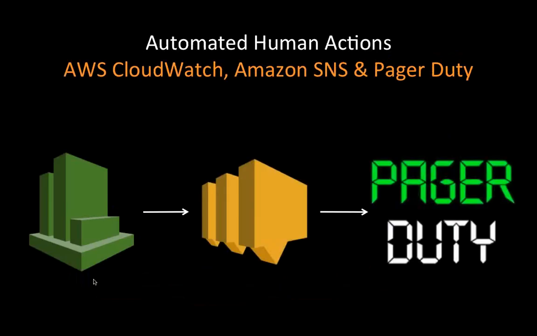Now let's see how we could automate, at least partially, the human actions by combining AWS CloudWatch monitoring with Amazon SNS simple notifications, and then third-party services like PagerDuty. So you can have automated alerts going to the right people who are basically operating and servicing and supporting your systems. So here we have automation driving human actions, hopefully, once they get the PagerDuty notification.